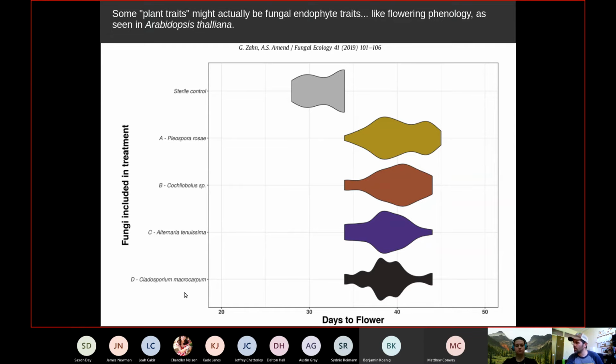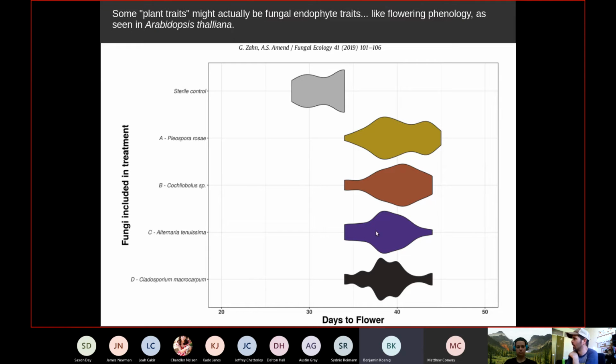What I found really interesting was that these endophytes are phylogenetically very far away from each other, and it didn't matter which one was in the plant. It still basically did the same thing. It delayed flowering overall. It just seems like it gradually grows and then slowly tapers off, where the sterile control is like, bam, it's here, and then bam, I'm done. Yeah.